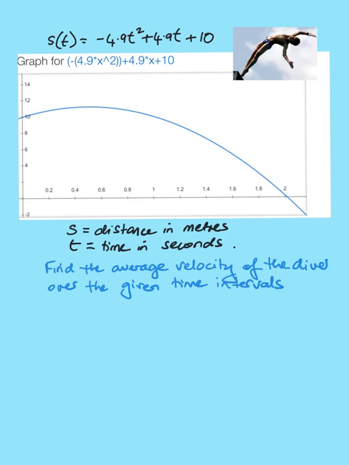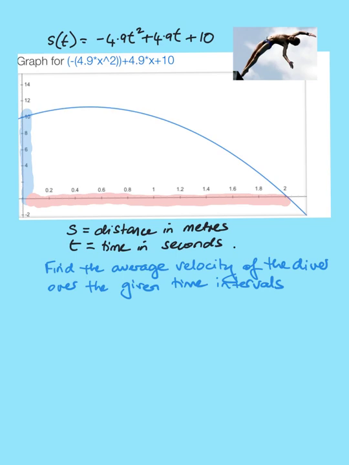This example is about a diver and the relationship between distance and time. So distance is a function of time, where s is the distance in meters above the water and t is time in seconds. So this value here will give you the distance above the water, and this value here is the time.